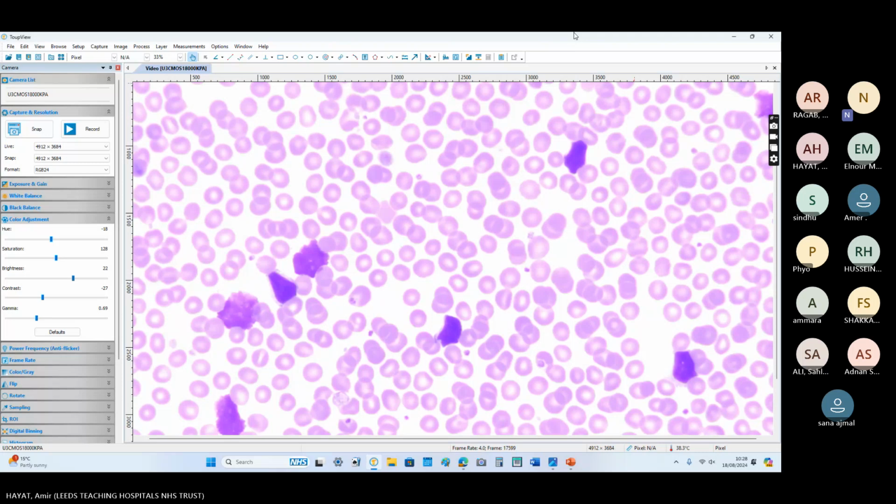Even if he's asymptomatic, still we go for further investigations as a routine workup. No, we don't do any investigation if the patient is asymptomatic and he's not requiring any treatment. We just monitor them, as you mentioned, 6 monthly, to keep an eye on his lymphocyte count.